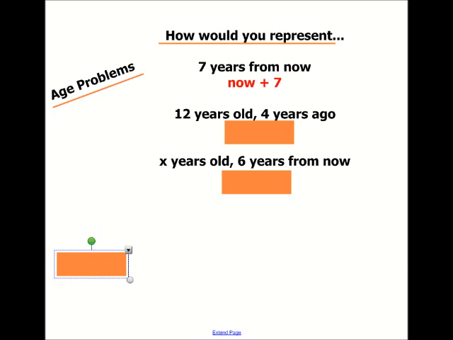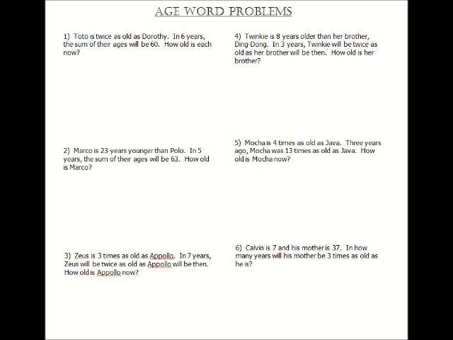If I was 12 years old 4 years ago, that's 12 minus 4. If I'm 12 years old now, 4 years ago, I would be 8. If I'm X years old now, 6 years from now, I would be X plus 6. This all seems second nature, and you're wondering why I'm even bothering, but when you see the age problems, you will see why.